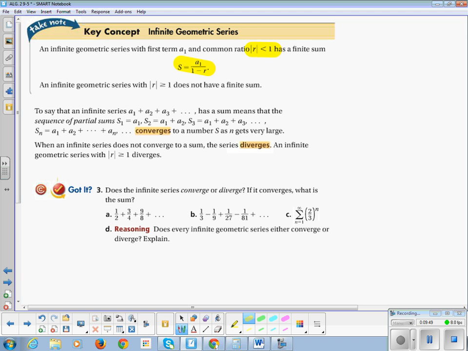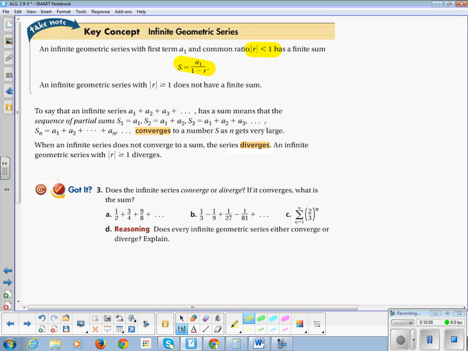So if we are multiplying by 4 forever, our sum would keep growing forever and ever. But if we're multiplying by 1/2 forever and ever, at some point it would converge to a number.